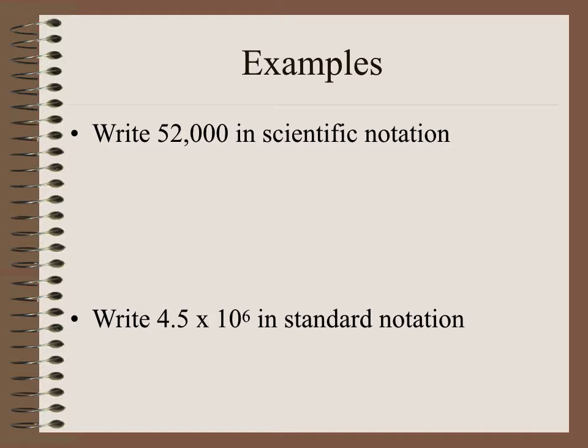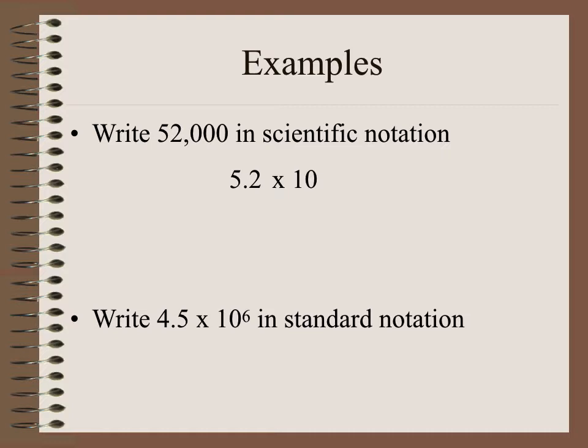The first thing that you want to do is put the decimal point between the first two numbers. In this case, 5.2. You will always end up with a number that is bigger than 1 and smaller than 10. So you shouldn't end up with something like 52. Next, we're going to put in the times 10.